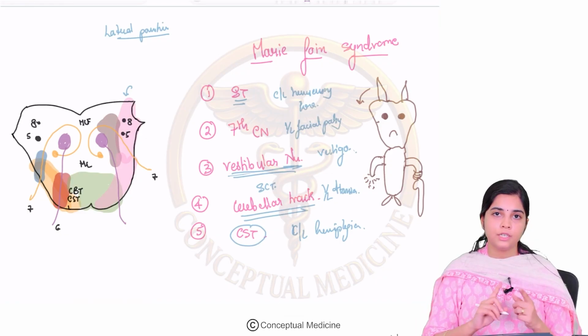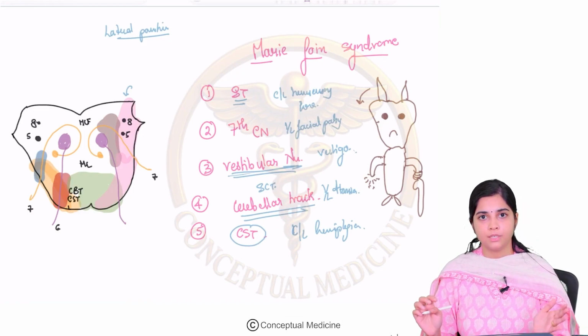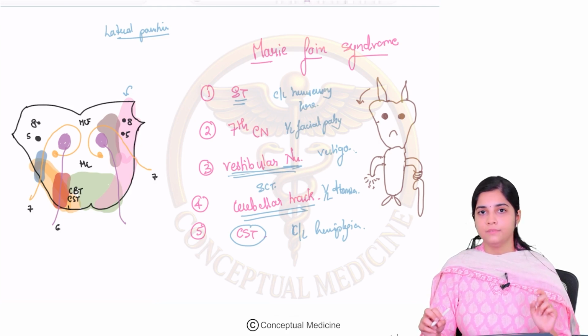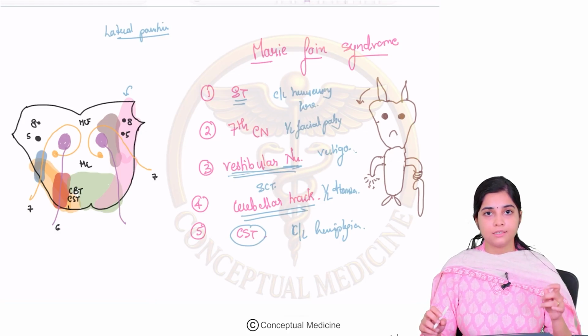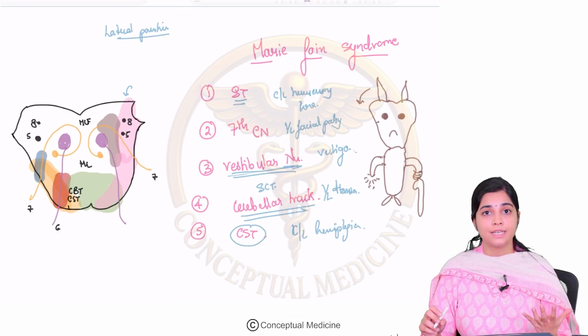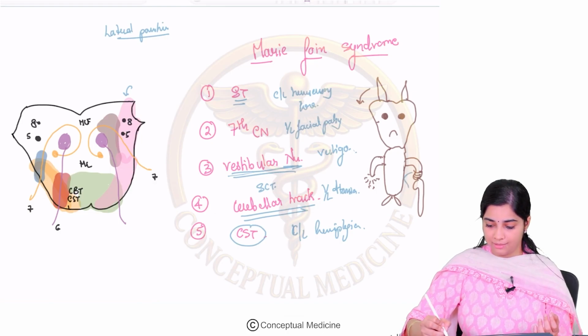So the visual mnemonic to remember your Marie-Foix syndrome is you remember a fox. Now, what is our recurring visual mnemonic for weakness? It is walking with a walking stick. Okay, so on one hand he is walking with a walking stick and he is having sensory loss. So his hand is bandaged as well. So this is what I am showing here.